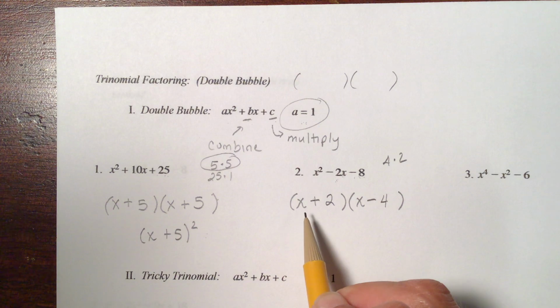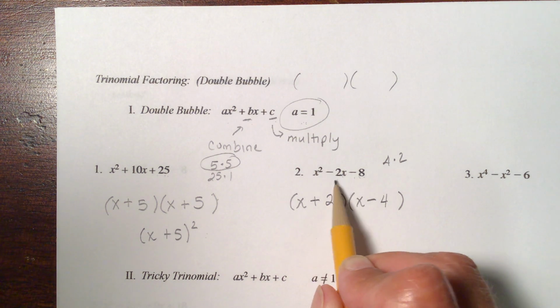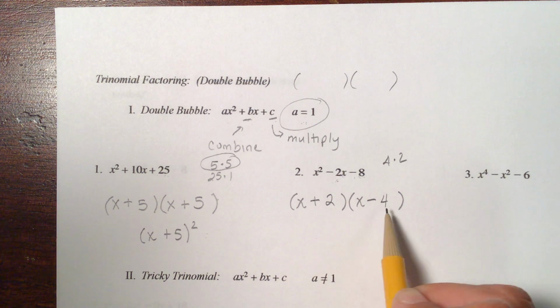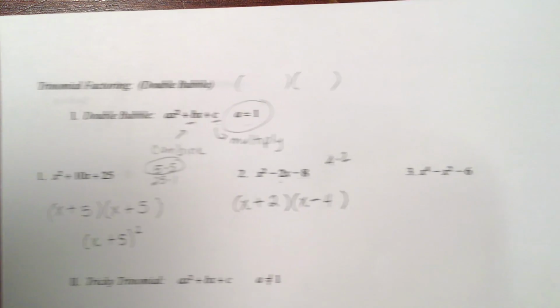If you don't trust yourself, just work backwards. X squared minus 4x plus 2x, that's your -2x. 2 times -4 gives you -8. So you can always kind of check yourself.